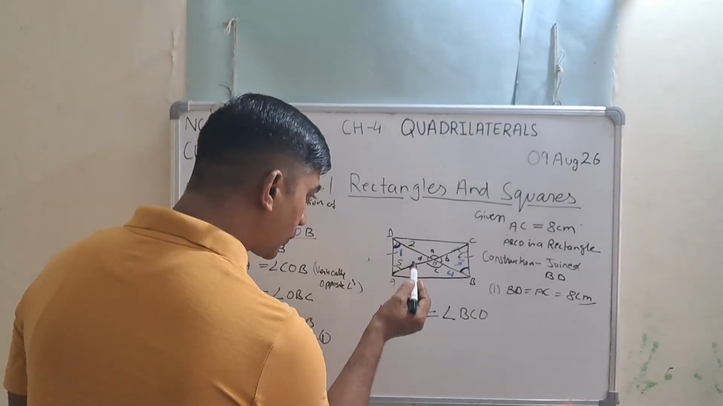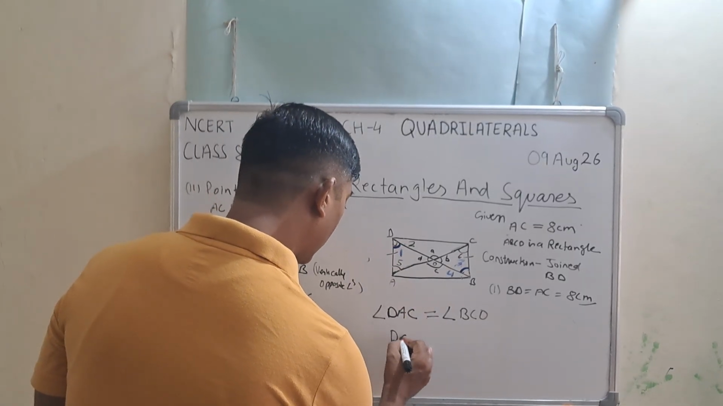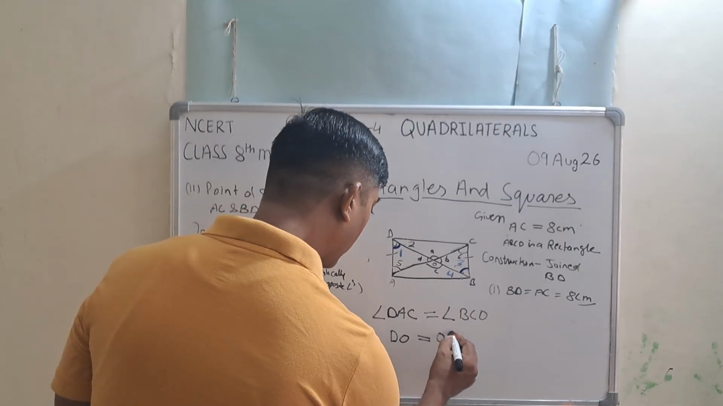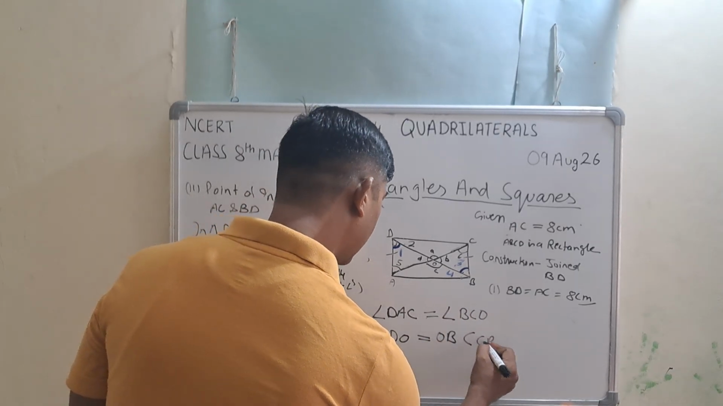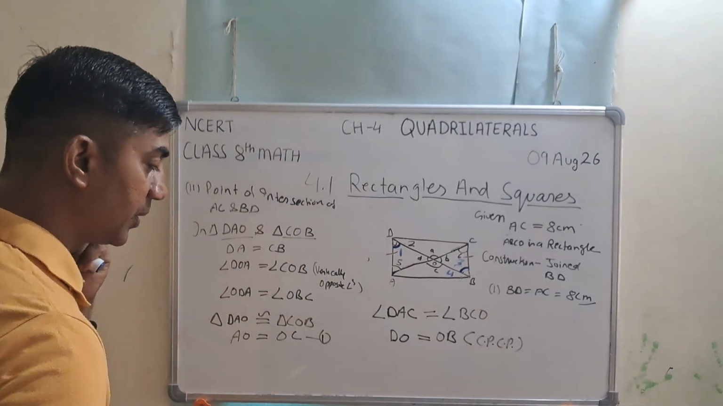So by the corresponding parts, we can conclude that DO is equal to OB. This also comes from CPCT. Understood? This is also a conclusion of the CPCT.